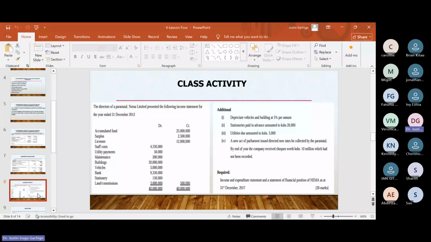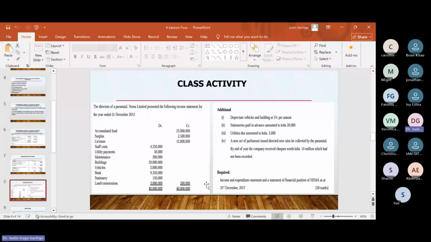So the director of a parastatal, NEMA Limited, presented the following income statement for the year ended 31st December 2012. And I am hoping that I'm still audible and you can still see my screen. Can somebody verify that I'm still audible and you can still see my screen? Veronica, am I still audible? You are audible and we can see the screen.